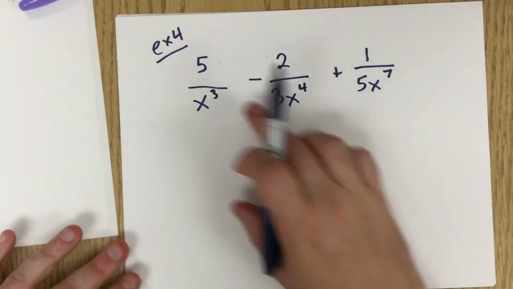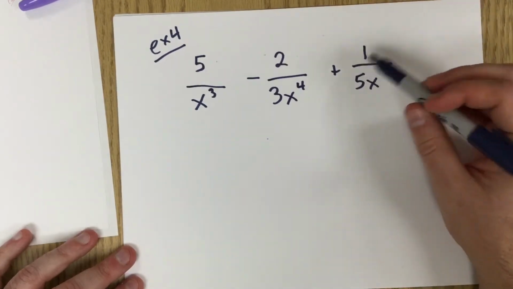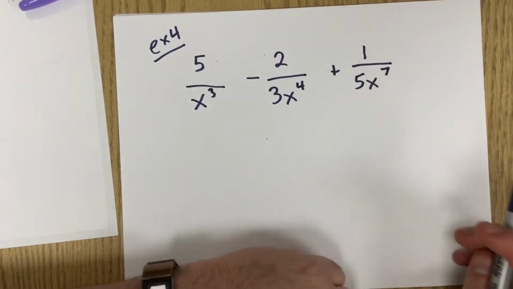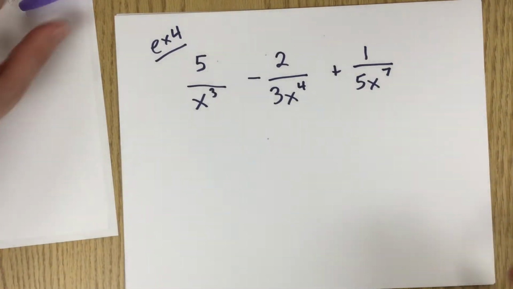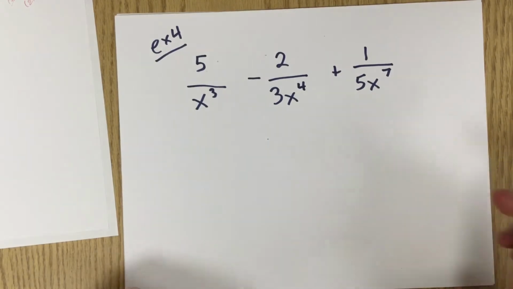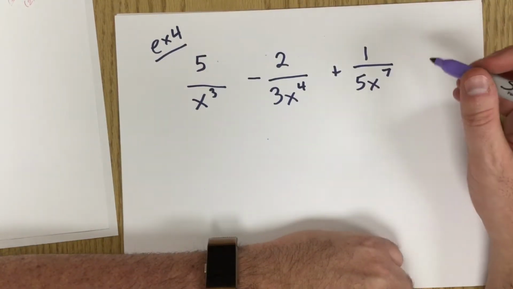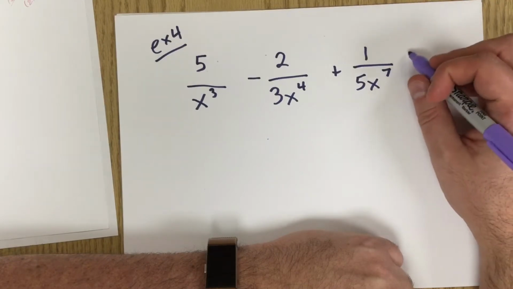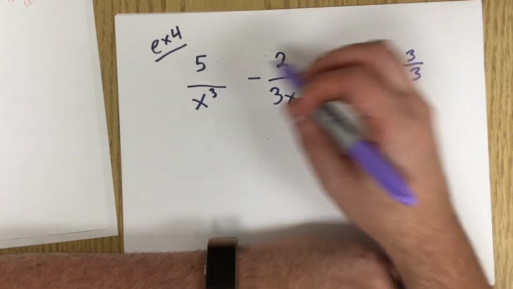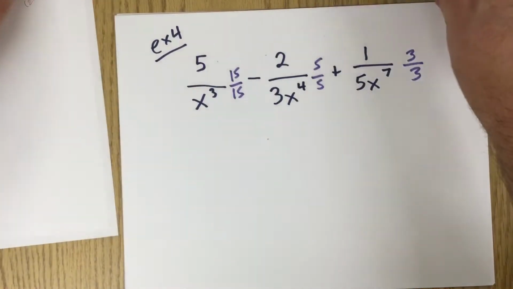Next example, so we have 5 over x cubed minus 2 over 3x to the 4 plus 1 over 5x to the 7. Okay, so if we're going to make a common denominator here, for the numbers it's going to be 15. I'll do it in 2 steps again. So I'm going to multiply this by 3 over 3, by 5 over 5, and by 15 over 15.